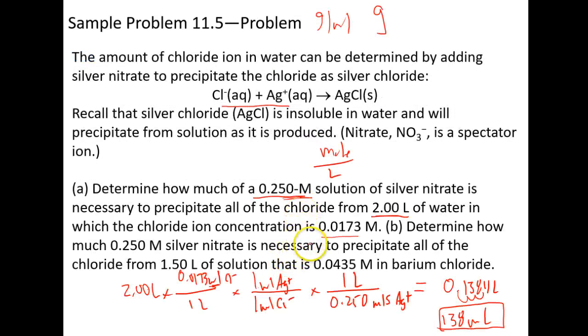The next problem is determine how much of the 0.250 silver nitrate is necessary to precipitate all the chloride ion in a barium chloride solution. Barium chloride, BaCl2. Notice it's a 2-to-1 ratio. So why don't you go ahead and see if you can practice this on your own, and when you come back, you can look at the answer.